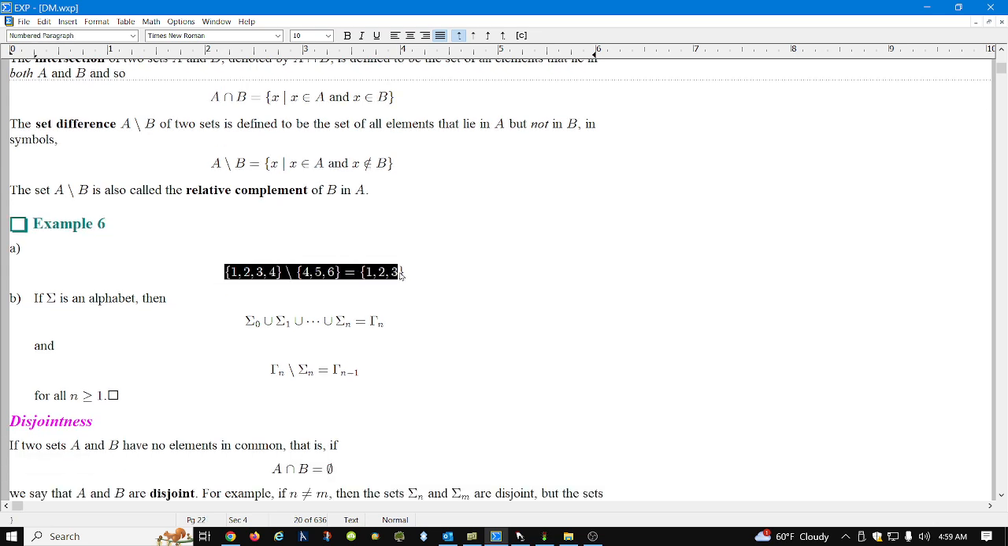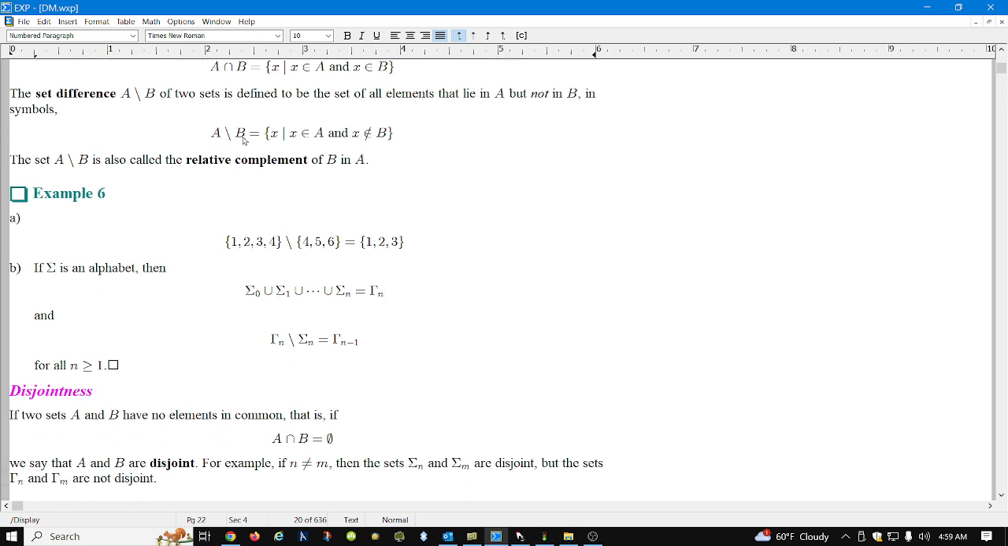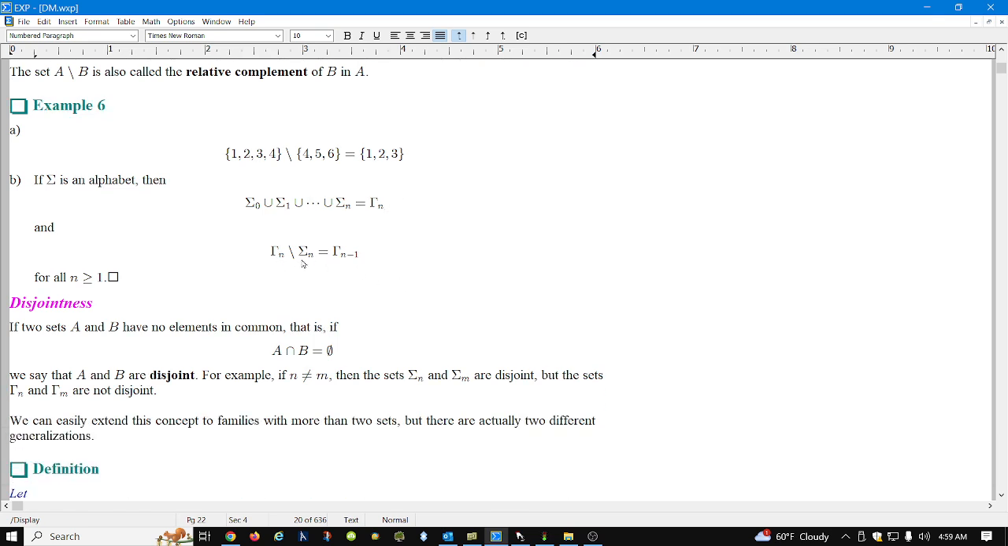So here's a simple example. If you use the definition, it's the set of all elements 1, 2, 3, 4 that are not in this set. So it's just 1, 2, and 3. The fact that 5 and 6 are here is pretty much irrelevant. But the point is that B does not have to be a subset of A for this definition. The union of all the sigmas from sigma naught to sigma n is gamma n. And gamma n minus sigma n is gamma n minus 1.